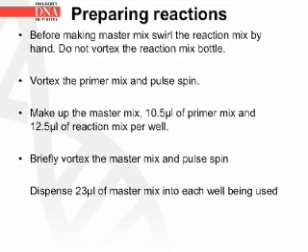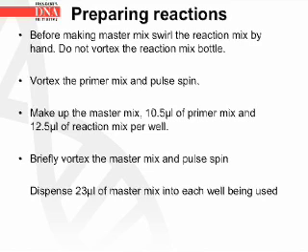Now, let's make up the master mix, which is a combination of the reaction mix and the primer mix. Before making the master mix, swirl the reaction mix by hand. Do not vortex the reaction mix bottle. Vortex the primer mix and pulse spin. To make up the master mix, you add 10.5 microliters of primer mix and 12.5 microliters of reaction mix per well. Briefly vortex the master mix and then pulse spin.